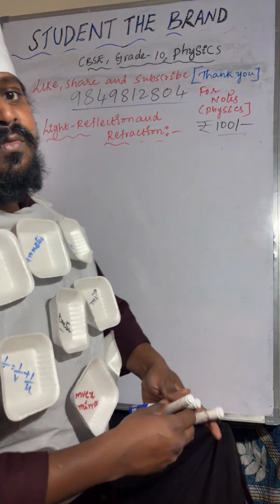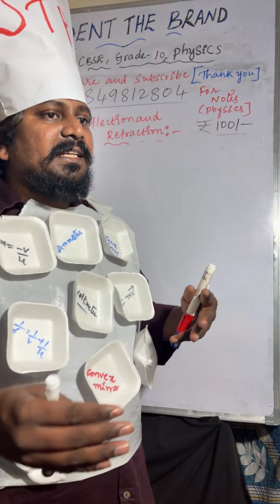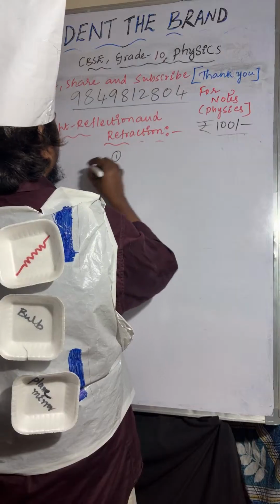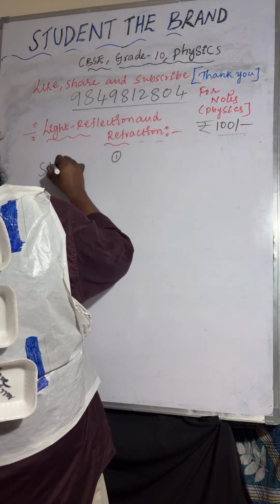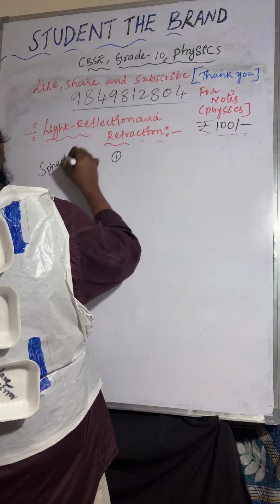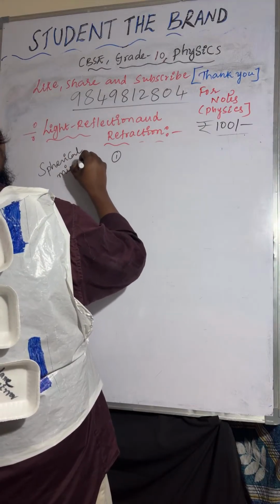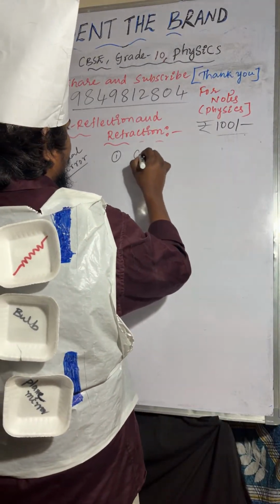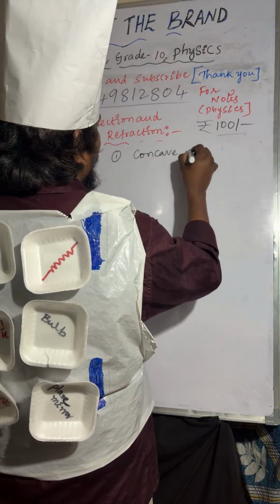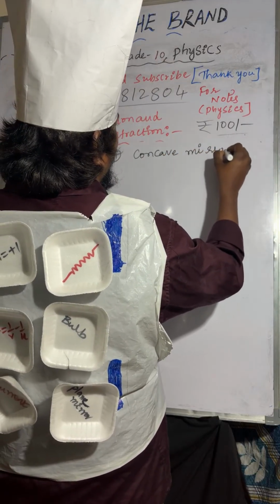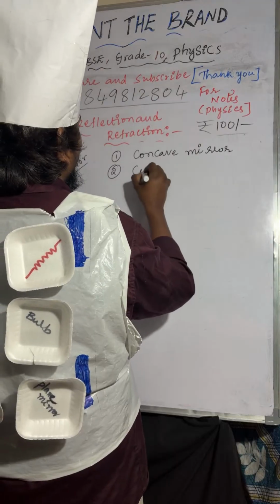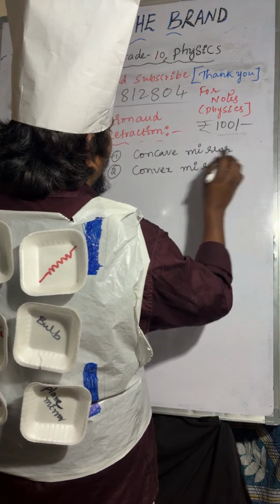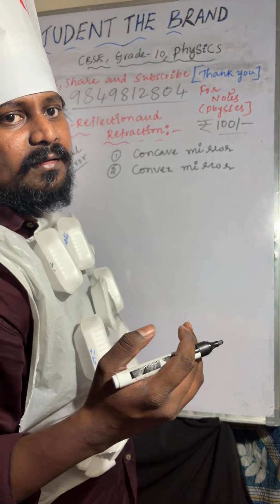The mirror whose reflection takes place inward is the concave mirror. Spherical mirrors are of two types: one is the concave mirror, and the second one is the convex mirror.